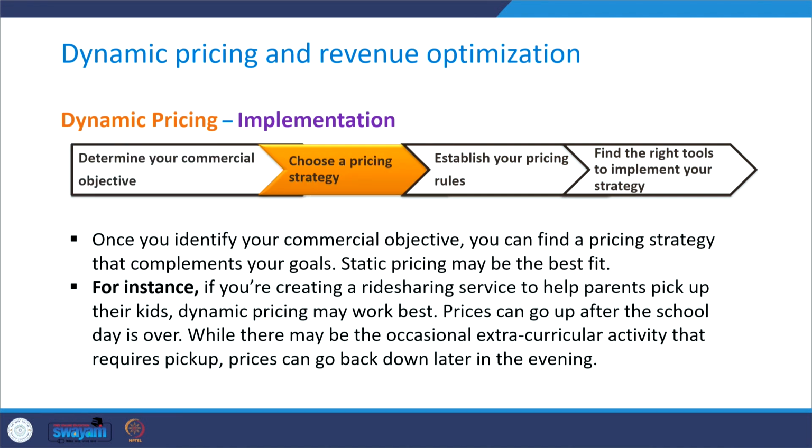Then comes the second step, where a firm chooses a particular pricing strategy. Once you identify your commercial objective, you can find a pricing strategy that complements your goals. Static pricing may be the best fit. For instance, if you are creating a ride sharing service to help parents pick up their kids, dynamic pricing may work best. Prices can go up after the school day is over, while there may be the occasional extracurricular activity that requires pickup. Prices can go back down later in the evening.